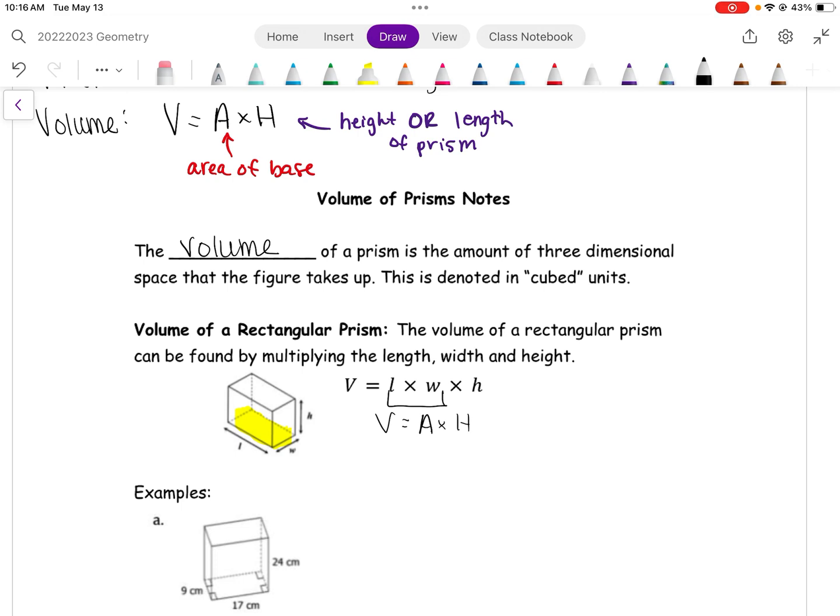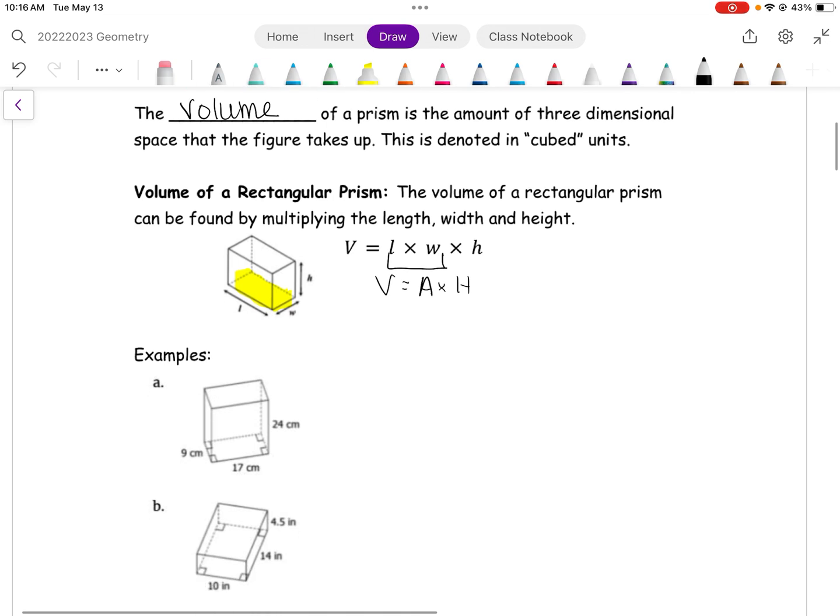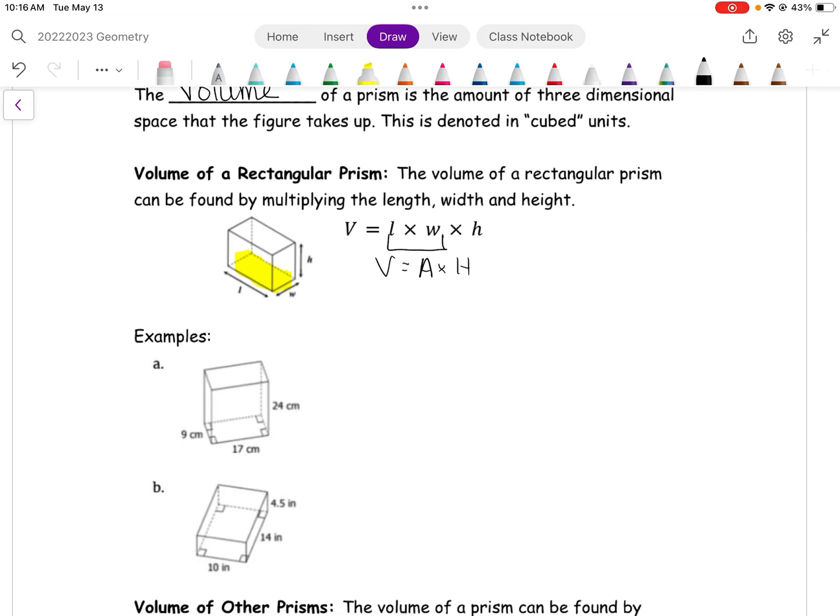But anytime you have a box, length times width times height should be the easiest volume to find. So, in example A, this would be your length, this is your width, this is your height. All you gotta do is multiply them together. It doesn't even matter what order you do this in. You just take your three dimensions in any order that you please and you multiply them together. So I'm typing that into my calculator, and that is 3,672 centimeters cubed, because I took centimeters times centimeters times centimeters. So that's how many cubes that I could fit into that figure.